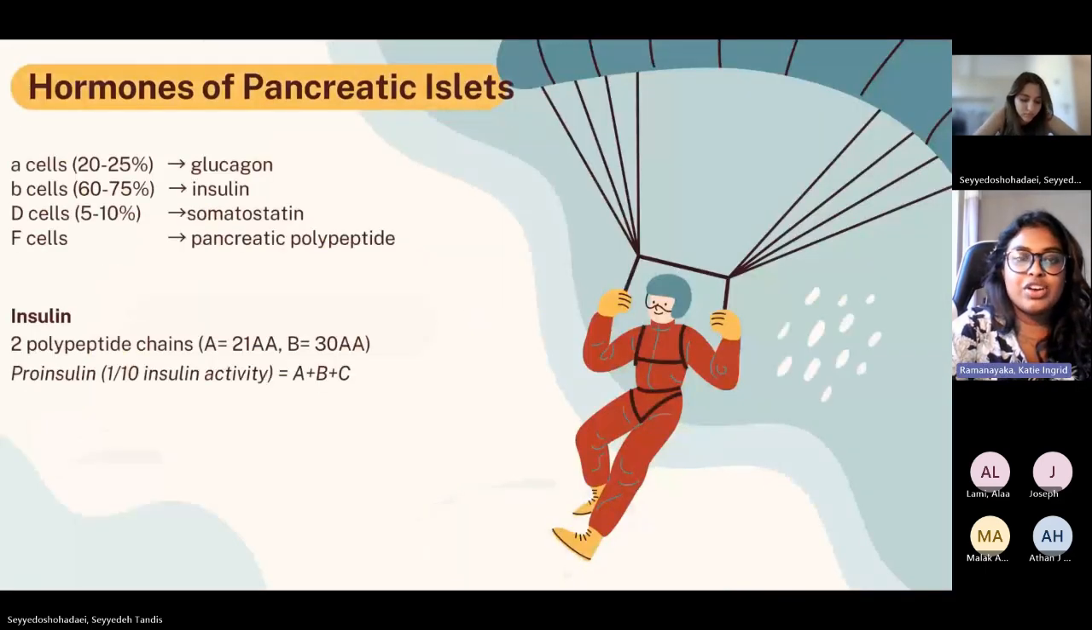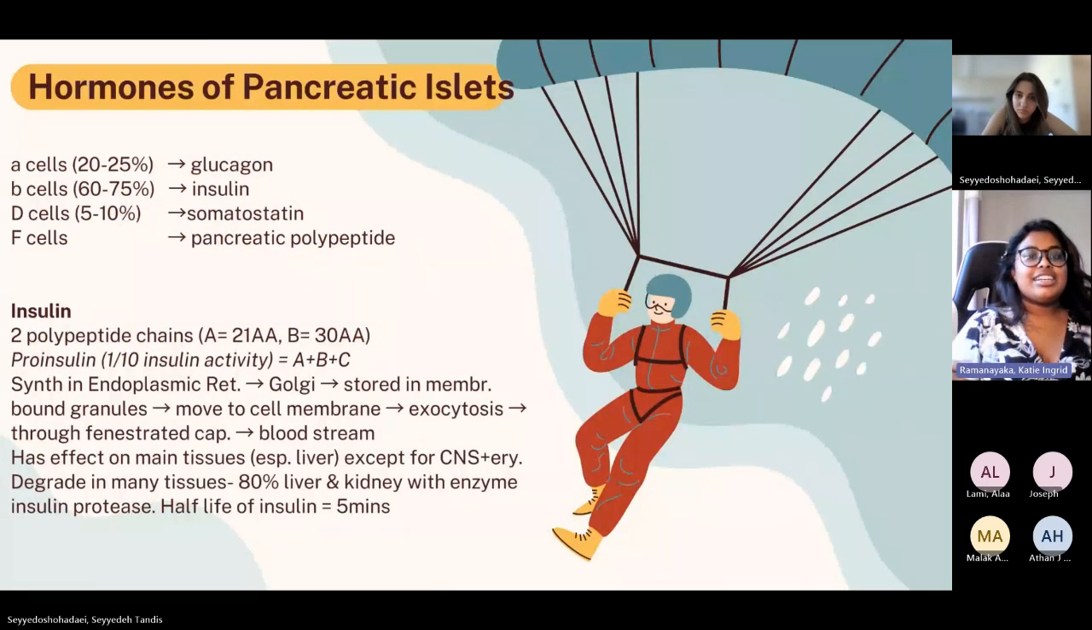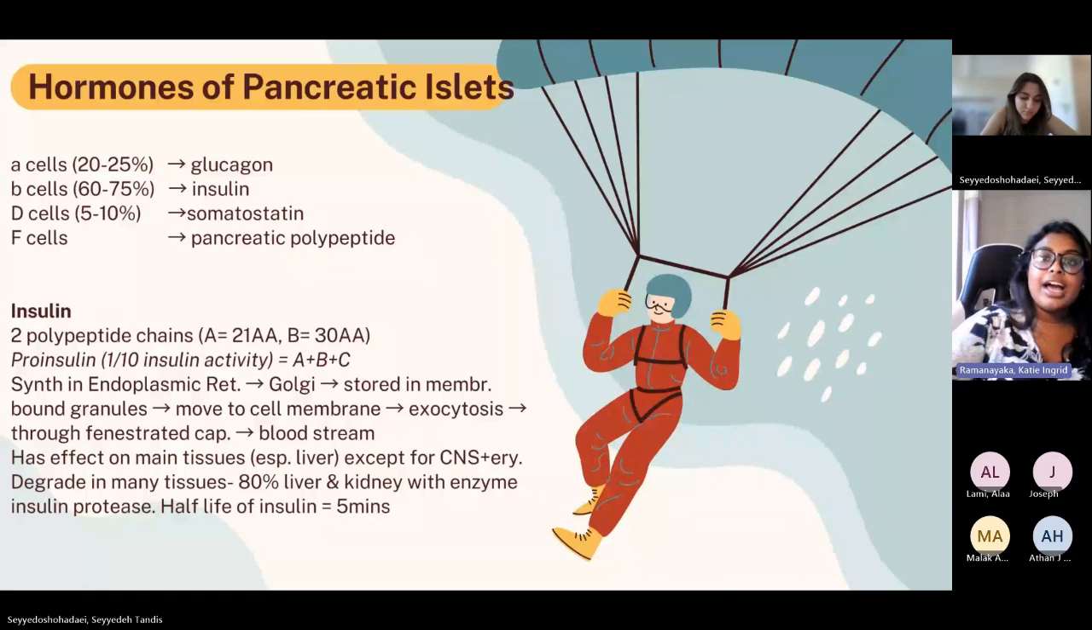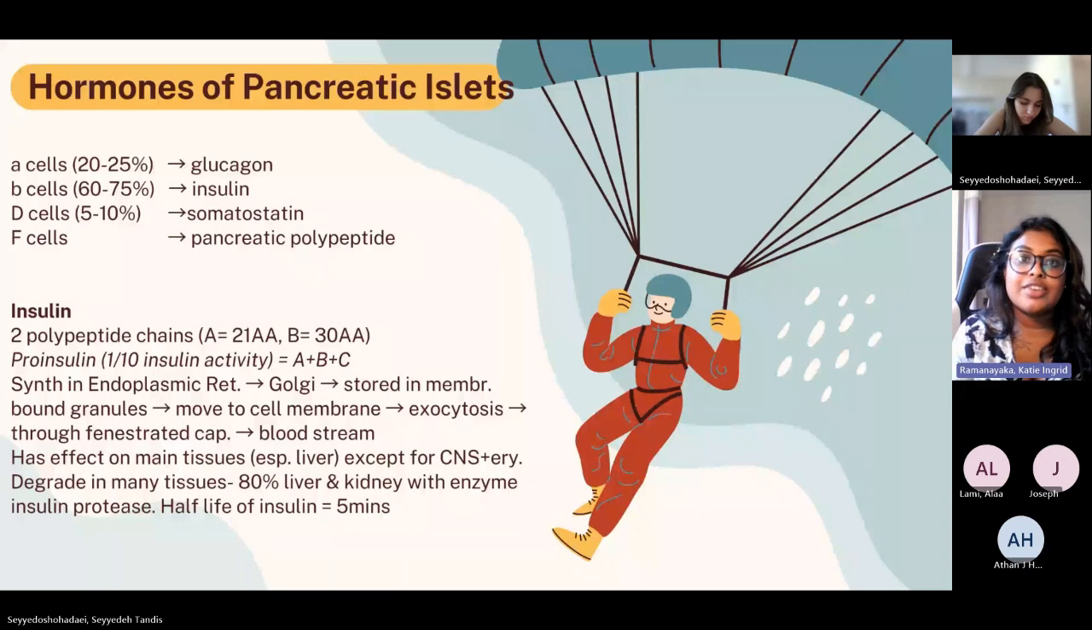Okay, so the hormones of the pancreatic islets. We have four different types of cells, which are really important to know, that are part of the pancreatic islets. I'm sure you guys remember from histo what the islets look like. We need to know the proportions of these different types of cells. You have alpha cells, beta cells, delta cells, and F cells.